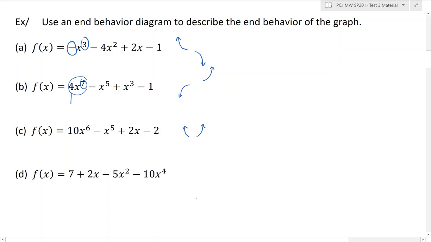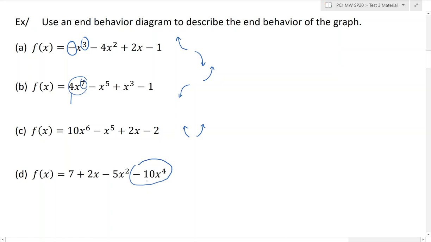You don't want to write those. We don't know what's going on in the middle with those. We'll work more on that later. And here, this is not our leading term. This polynomial is out of order. The highest degree term is your leading term, no matter where it's placed in that polynomial.